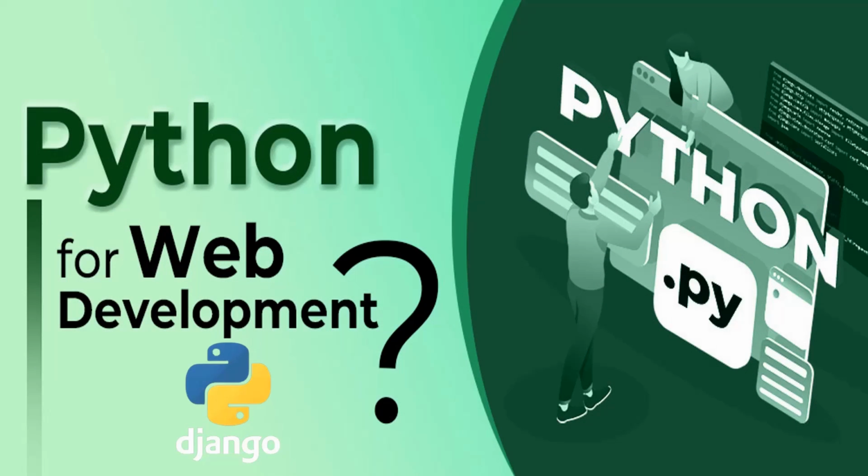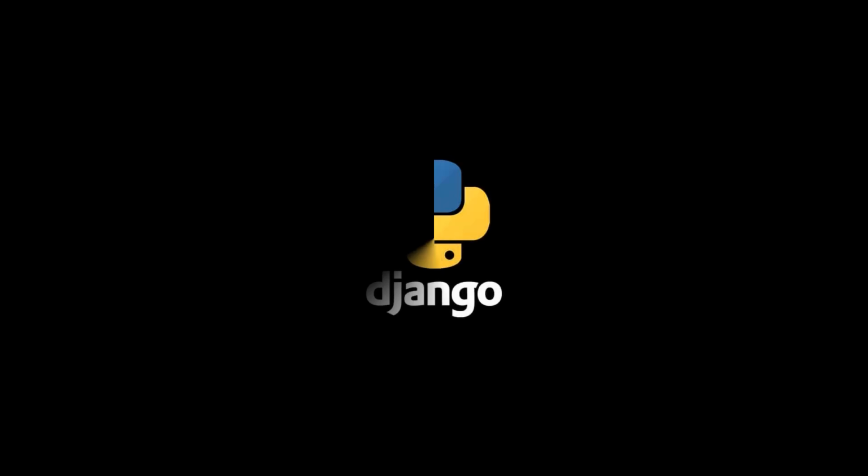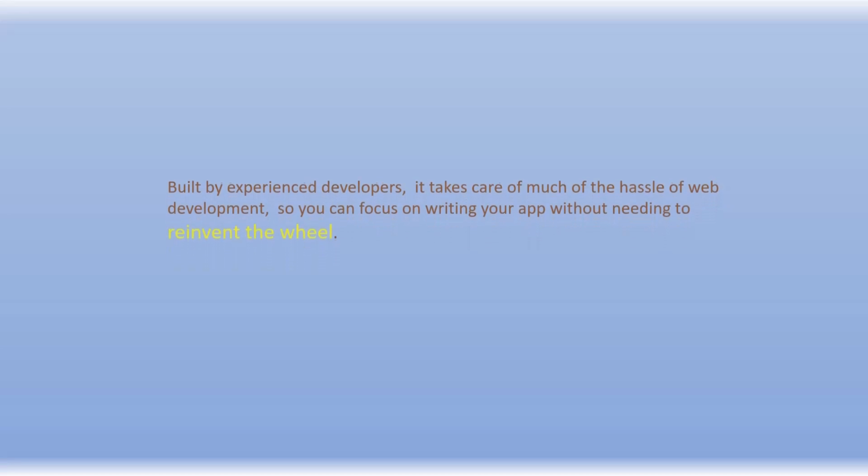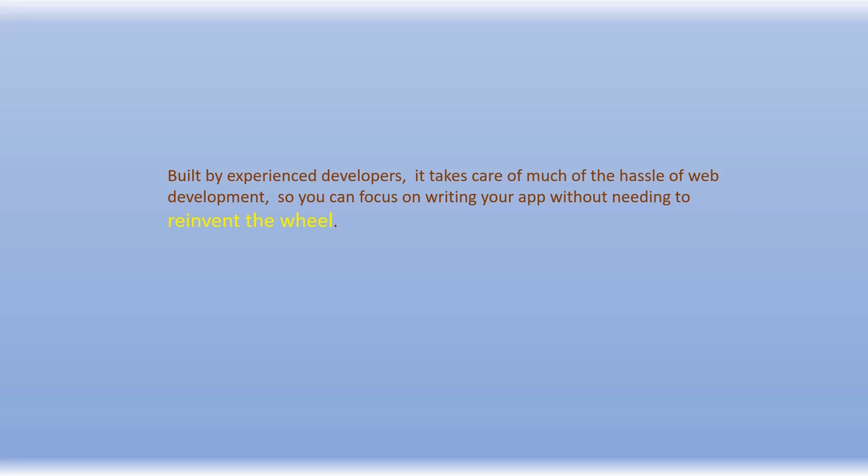In this step-by-step tutorial, we will learn web development with Django, a high-level Python web framework that encourages rapid development and clean, pragmatic design. Built by experienced developers, it takes care of much of the hassle of web development, so you can focus on writing your app without needing to reinvent the wheel. It's free and open source.